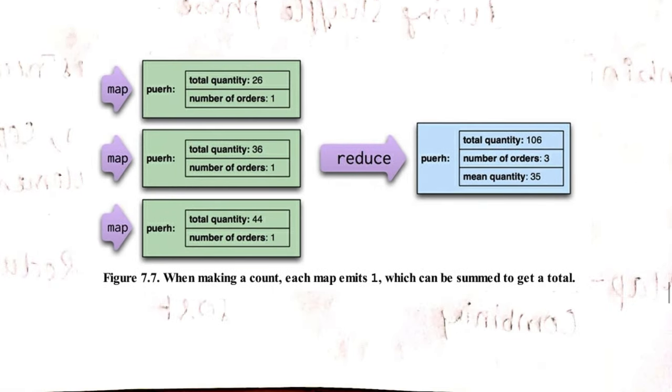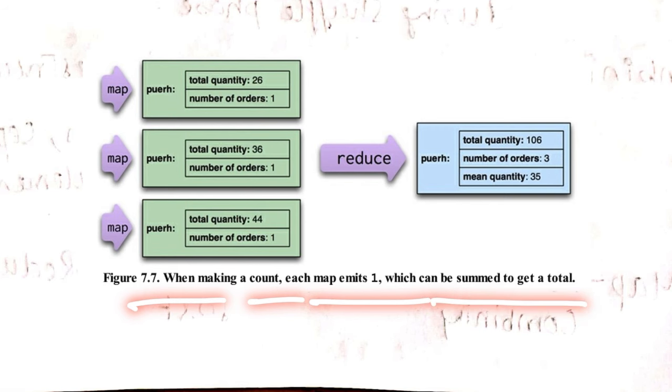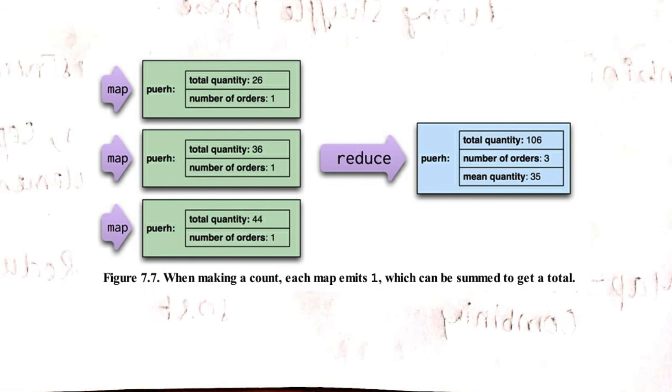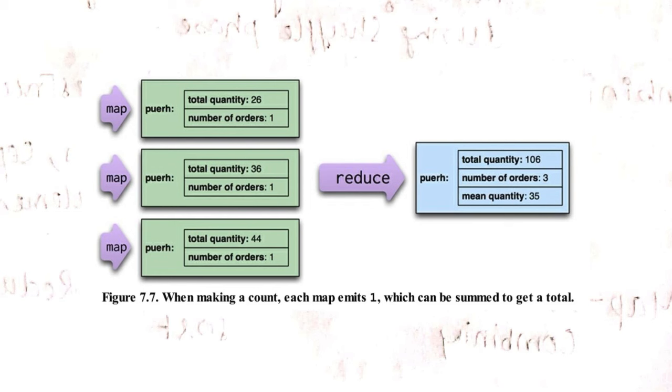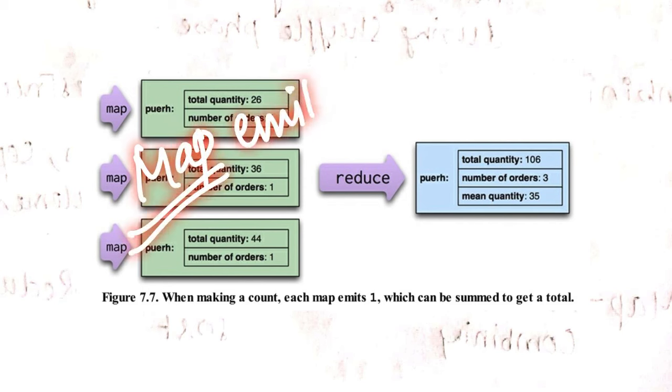Okay. Next we have counting: each map emits one, which can be summed to get the total. Our goal is to count the total occurrence of an item or key across all the nodes. So here, for each item in the map phase, we will emit a count of 1.